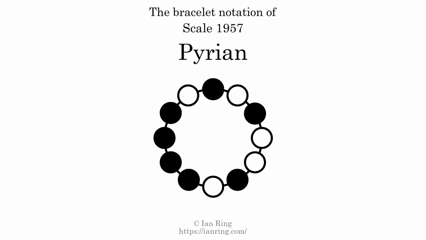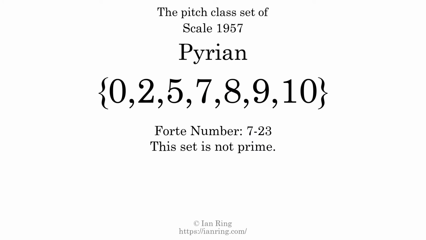This is a bracelet notation diagram of scale 1957. The shaded circles represent tones that appear in the scale, and they are read clockwise, starting at the top. The pitch class set for this scale is 0, 2, 5, 7, 8, 9, 10. The Forte class is 723. This set is not prime.